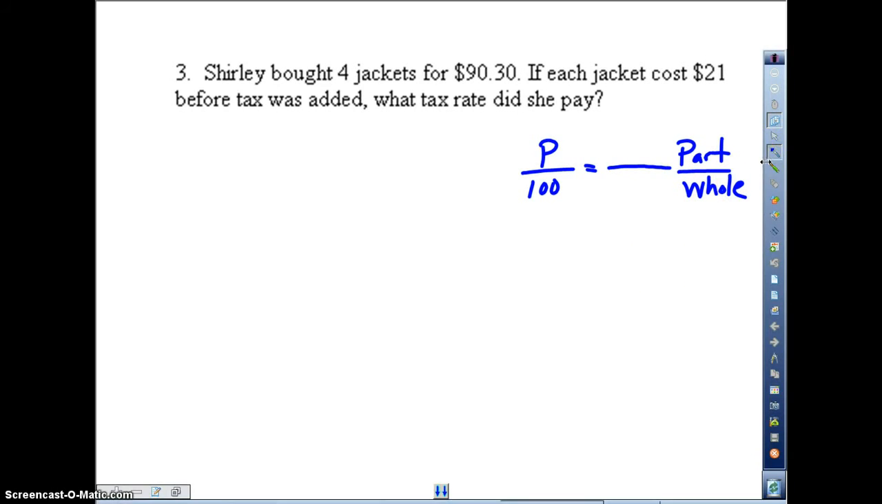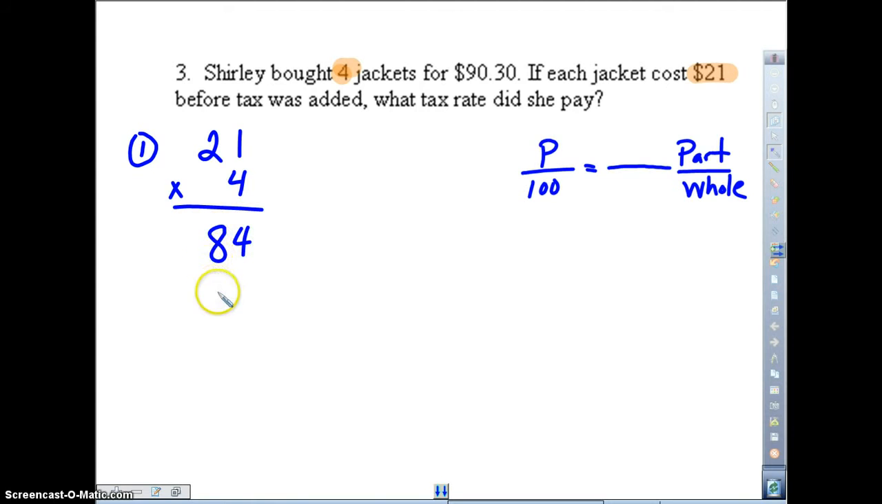It says Shirley bought 4 jackets for $90.30. If each jacket cost $21 before tax was added, what tax rate did she pay? Anytime they ask about tax rate, they're looking for the percent. Step 1 involves this number and that number. We bought 4 jackets. They were $21 before tax was added. Let's multiply 21 for each jacket times 4 jackets. Those 4 jackets cost $84 before tax was added.